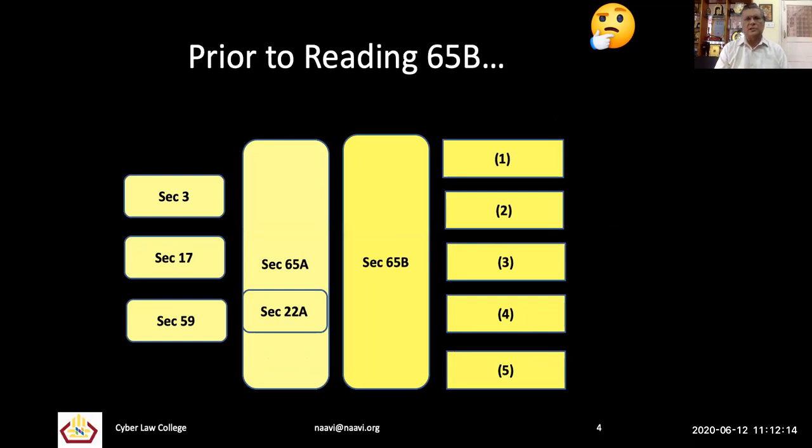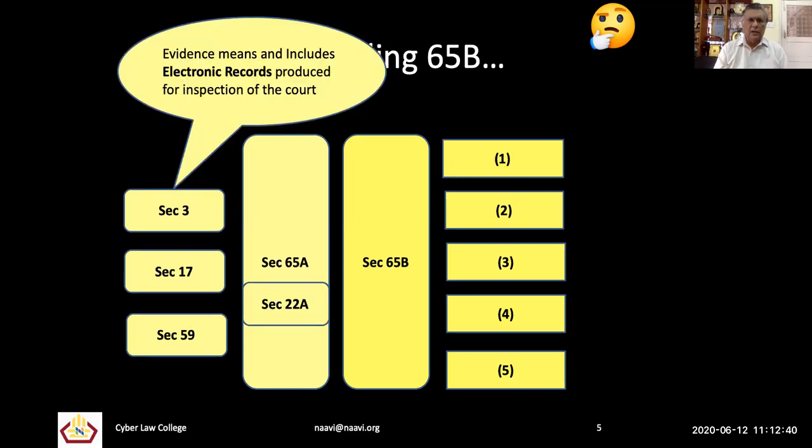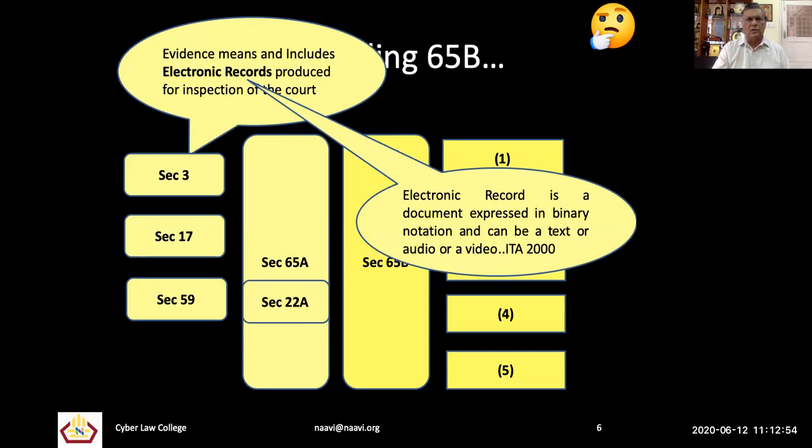But prior to looking at section 65B, we need to look at some of the earlier sections, which are section 3, section 17, section 59 of the Indian Evidence Act, as well as section 65A and 22A of the Indian Evidence Act. Then only the meaning of section 65B and the 5 subsections of section 65B will become clear to us. Now, section 3 says evidence means and includes electronic records produced for the inspection of the court. So this brings the basic admissibility of an electronic document as an evidence object.